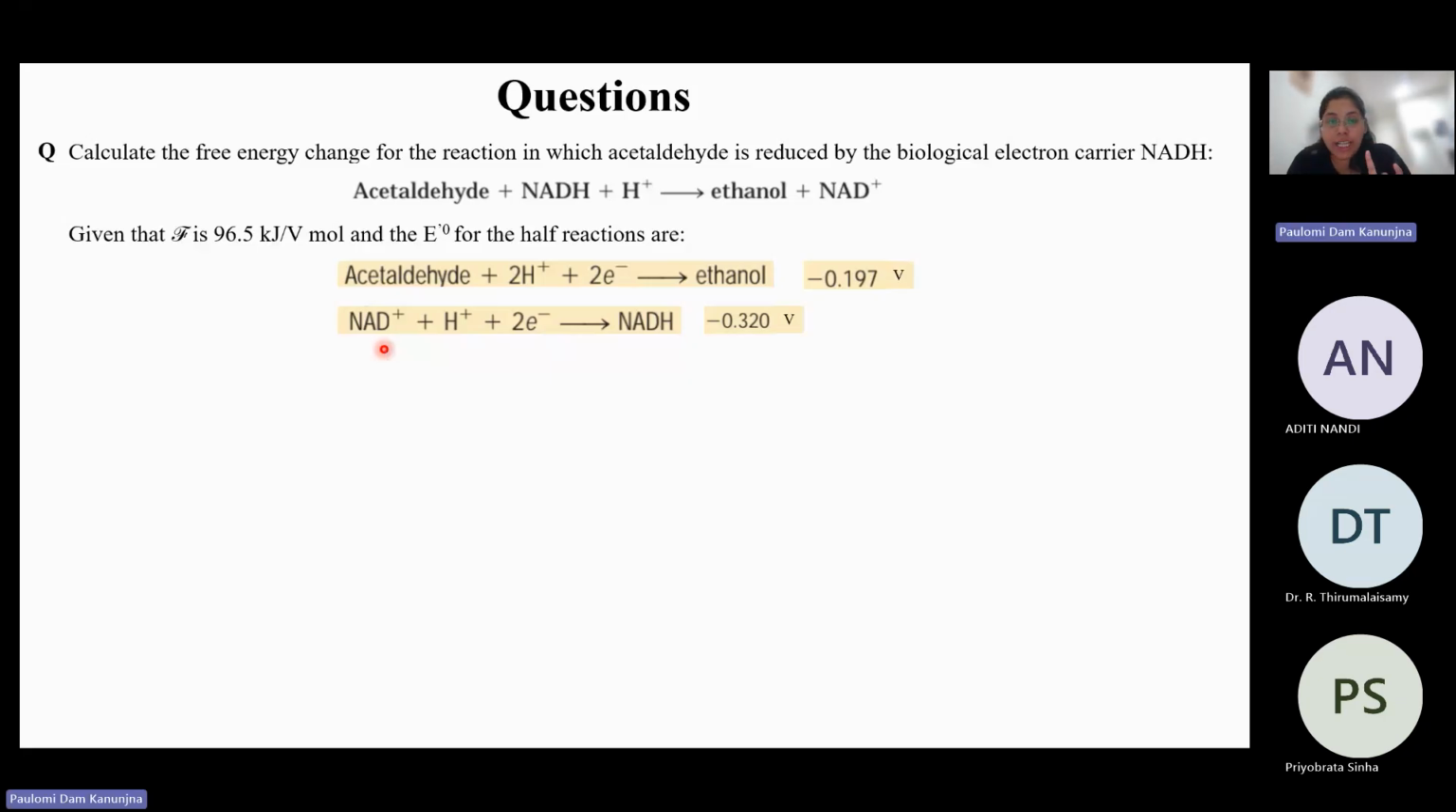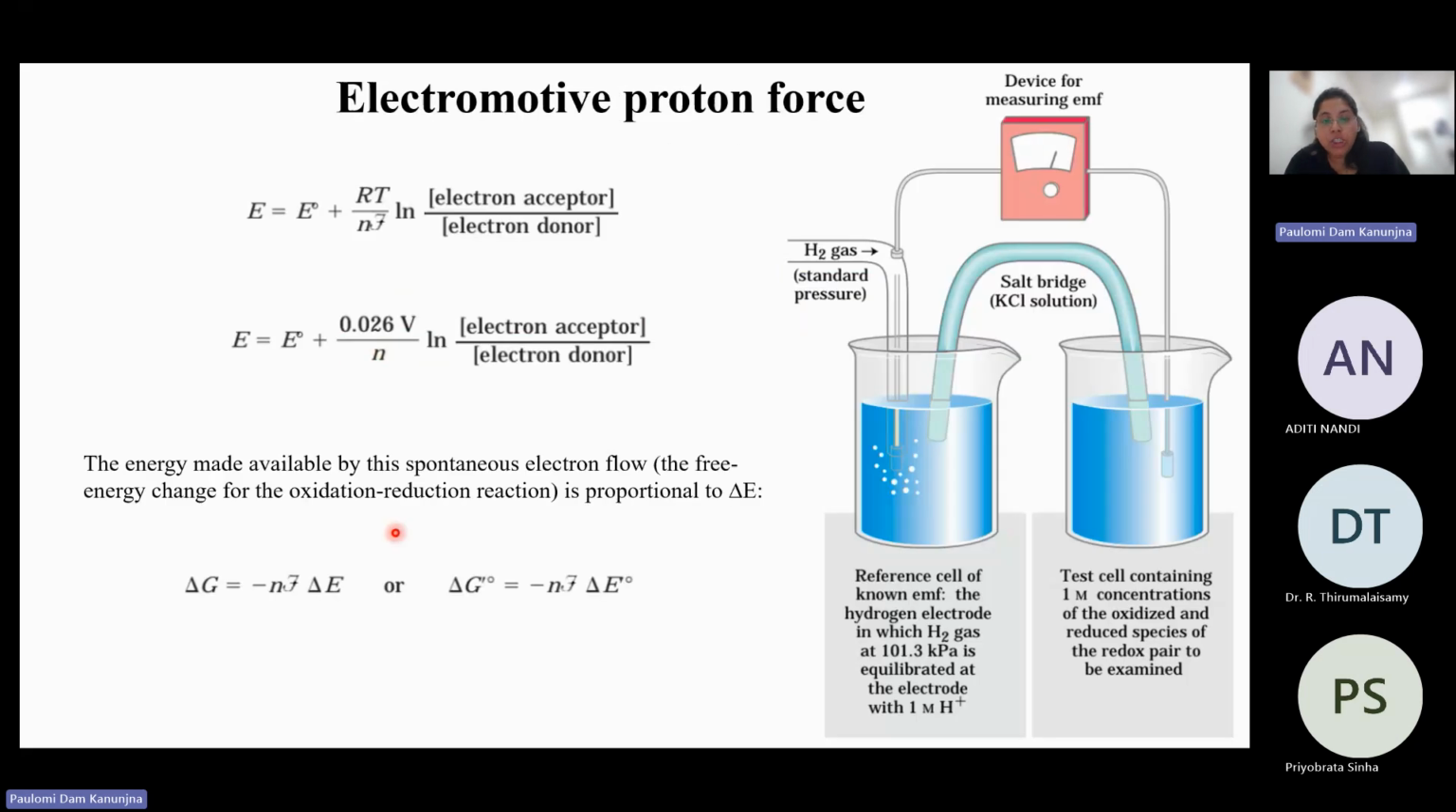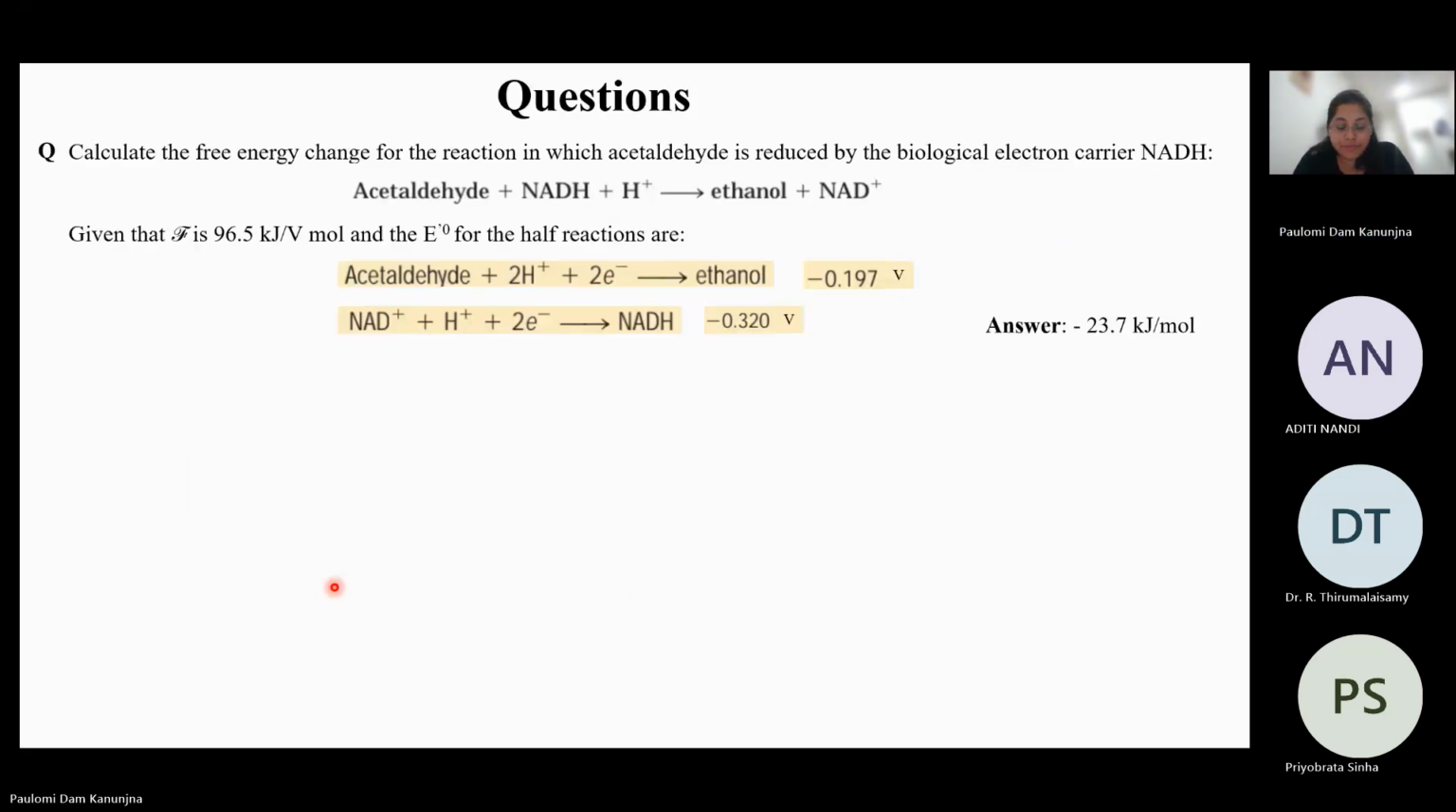The question asks to calculate the free energy change, which is basically delta G. So we are supposed to use this formula here. This F is already given to you. We can guess the n, or we can understand what n is from the equation that is given, and delta E we need to calculate.